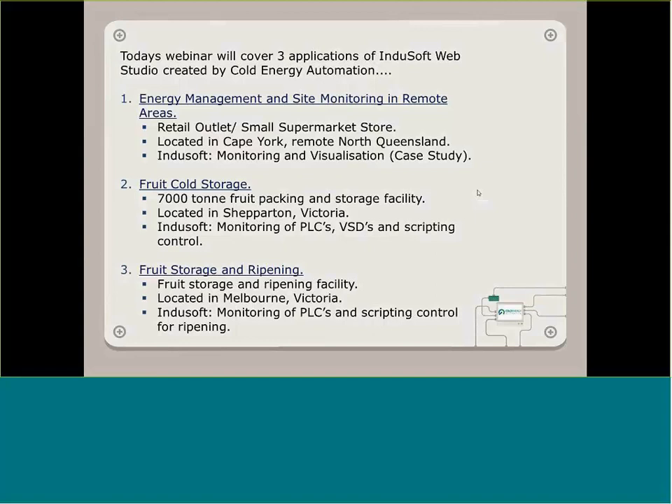The second is a fruit cold storage application. The facility stores about 7,000 tonnes of fruit and also operates as a fruit packing facility. It's located in Shepparton in Victoria, and Indusoft's role is monitoring of the PLCs, the variable speed drives, and we also do some scripting control functions.